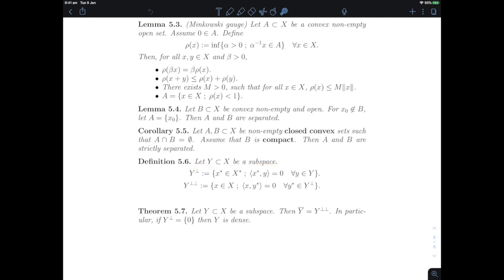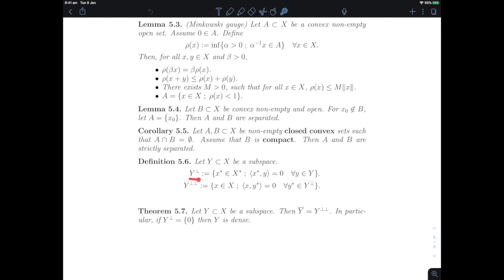I'm going to define Y perp to be the set of elements in X star such that the duality product of x star with any element of Y is 0. Right? So notice that if X were to be a Hilbert space, I could identify X star with X itself, and then this Y perp would be the actual orthogonal complement of Y in the Hilbert space. Now, it's not defined as a subspace of X at all, it's just defined as a subspace of X star of all those functionals that vanish when testing against elements of the subspace Y.